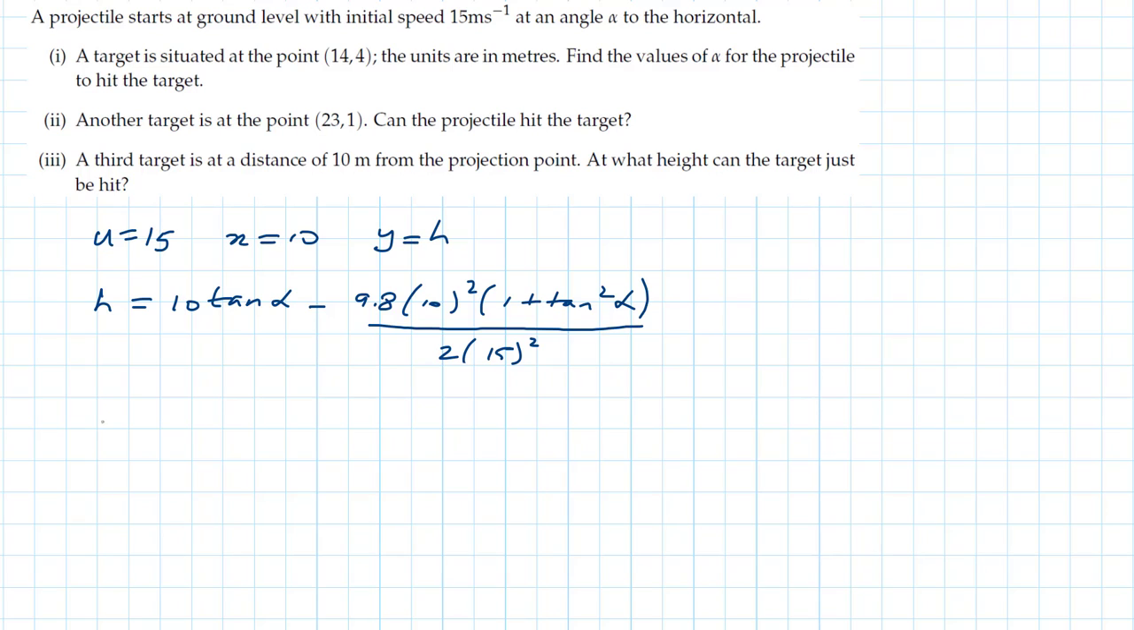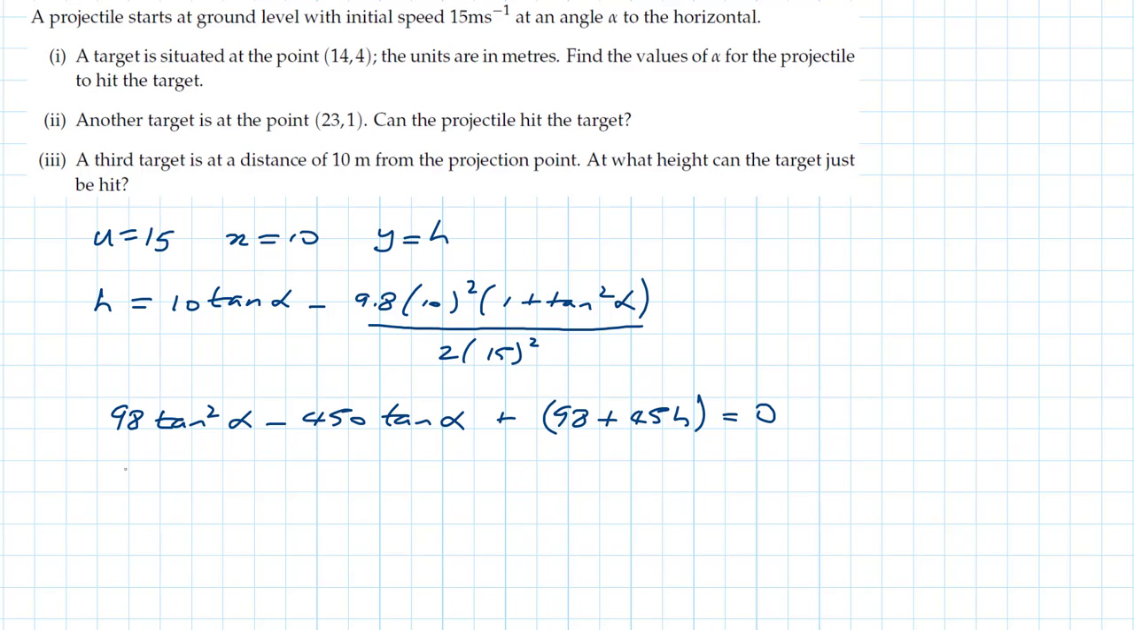So rearranging this like we did before, it simplifies down to 98 tan squared alpha minus 450 tan alpha plus (98 plus 45h). Put that in a bracket because that's our constant term, equals nothing.